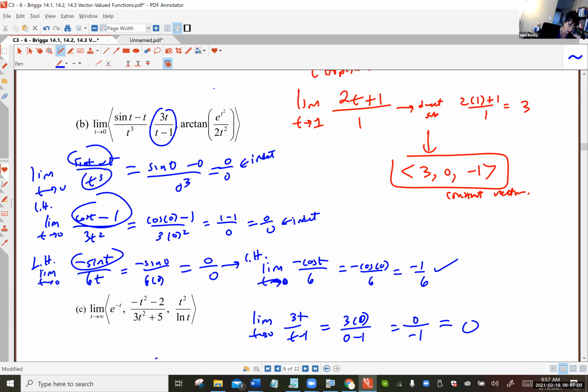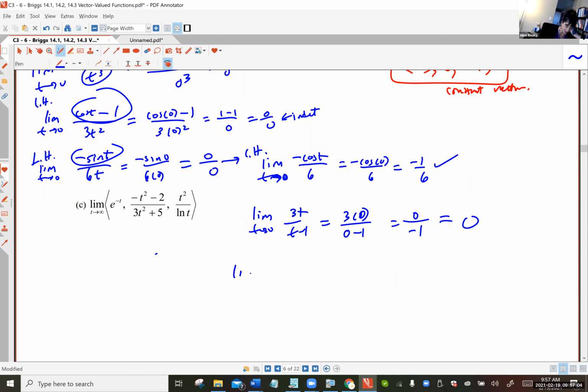So what about arctan of e to the t squared over 2t squared? What I do is I first look at the e to the t squared over 2t squared. I take that separately. I find its limit as t goes to 0. And so what you're going to get is e to the 0 over 0, which is 1 over 0, which is infinity. So then what?